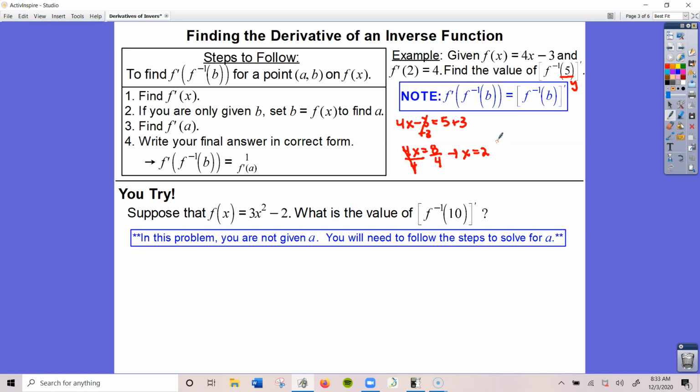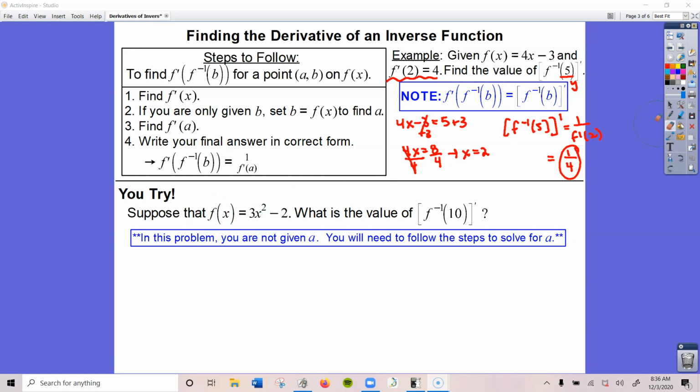So that means that I am looking for f prime of 2, which is given to me here. f prime of 2 is equal to 4. So what does this mean? This is that f inverse of 5 prime is going to equal 1 over f prime of 2, which is equal to 1 over 4. Now I know that this process could seem confusing, so let me re-explain it a little bit.